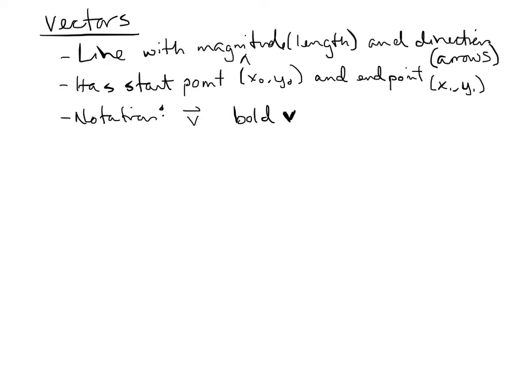If we have a start point, let's say that x naught, y naught is A, and the end point, x1, y1 was B, we could write a vector as the vector from A to B. So this vector is from A to B. Here's some other notation that is often used.